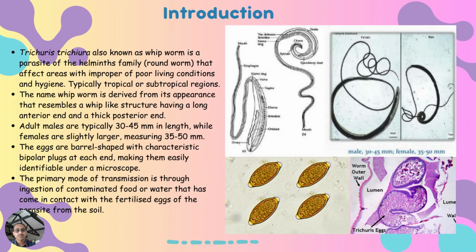The egg is barrel shaped with characteristic bipolar plugs at each end. This allows them to be easily identified under the microscope. The primary mode of transmission is through the ingestion of contaminated food or water that has come into contact with the fertilized eggs of the parasite from the soil.